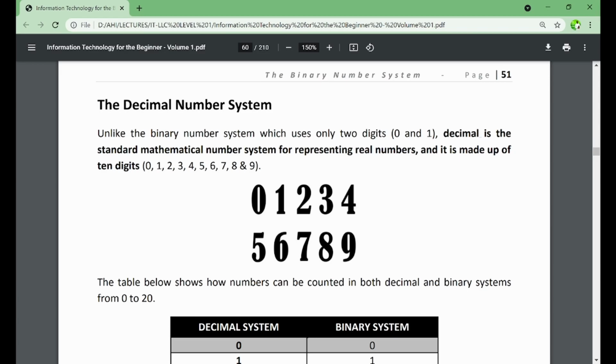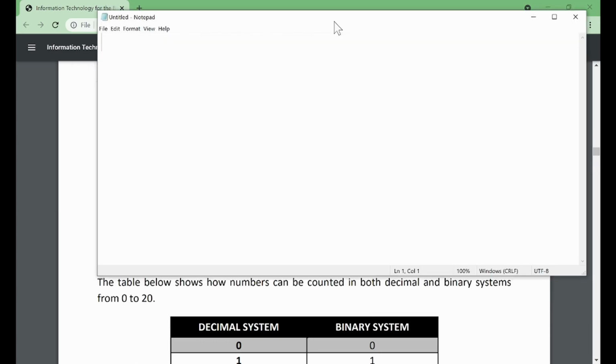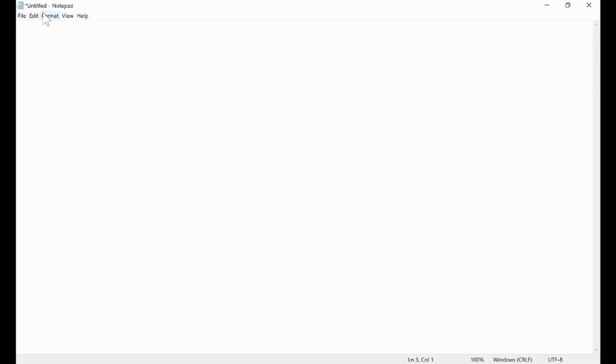2 will be written as what? 1, 0. 3 will be written as 1, 0, 0. Is that what you said? You don't even know what you are saying. Let me open Notepad and let's put them here.